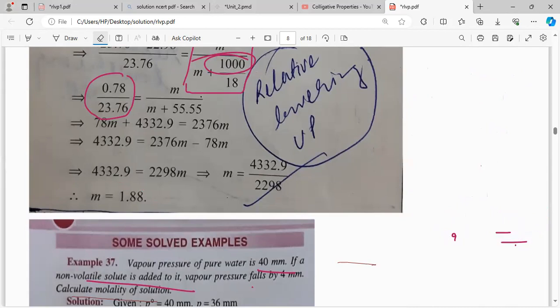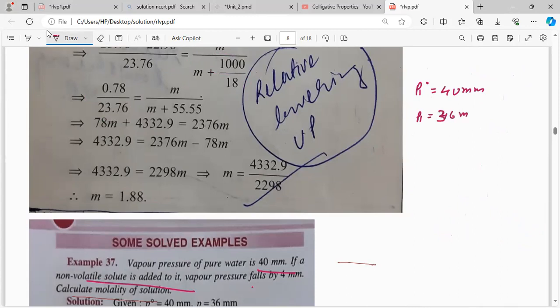Vapor pressure of pure water is 40 mm. So P1 naught they have given is 40 mm. If a non-volatile solute is added, its vapor pressure falls by 4 mm. So it will come 36 mm, because 4 mm fall means we have to subtract 4. So the solution is 36 mm. Calculate the molality of the solution.